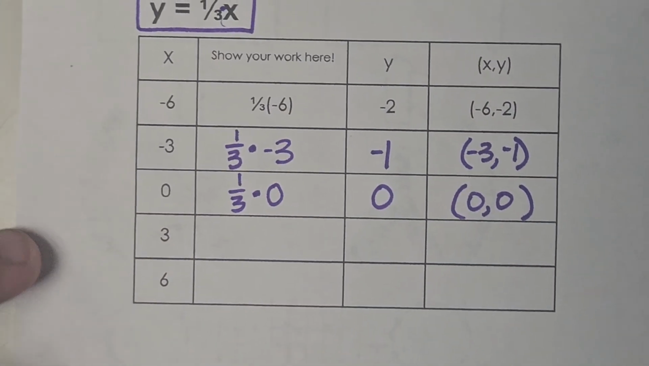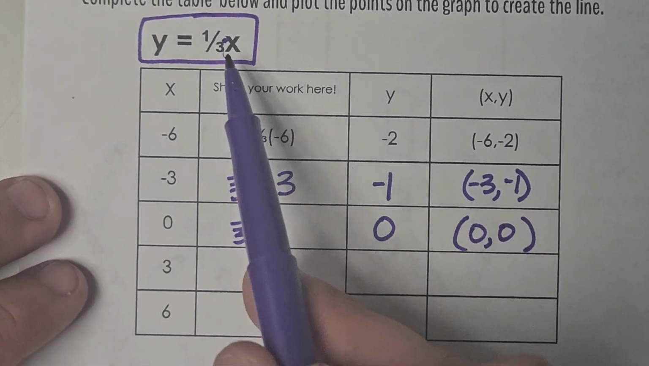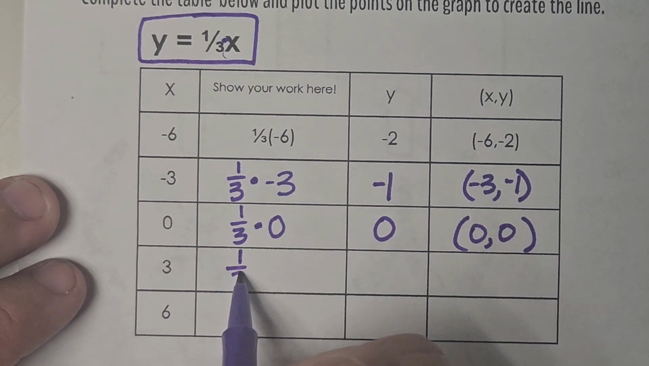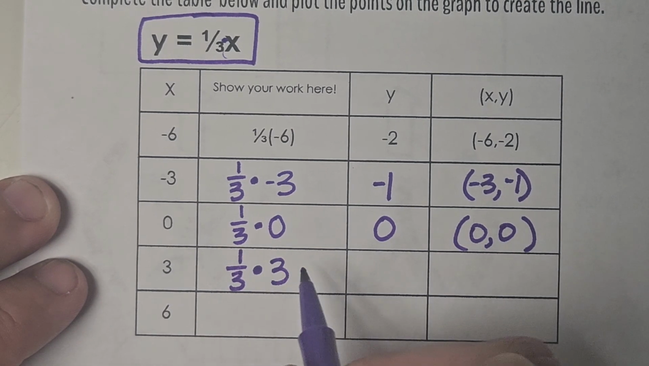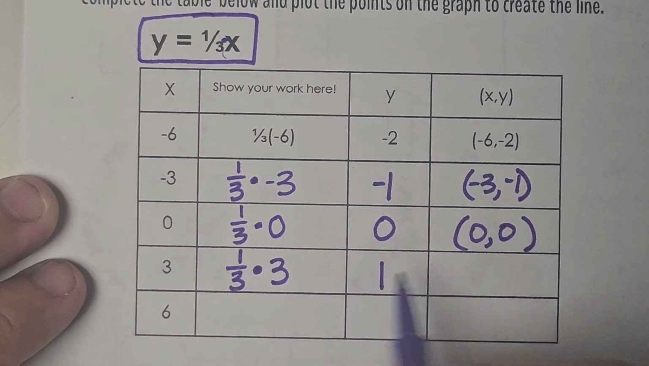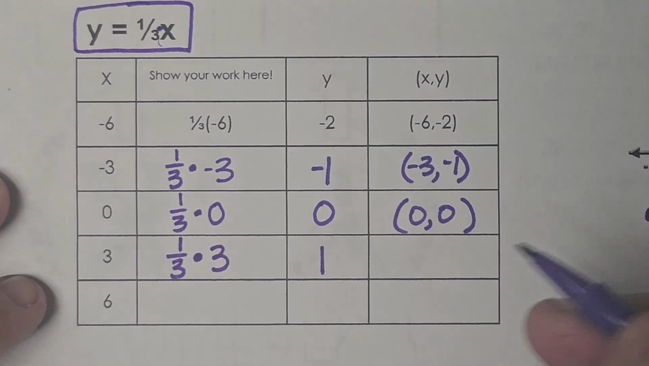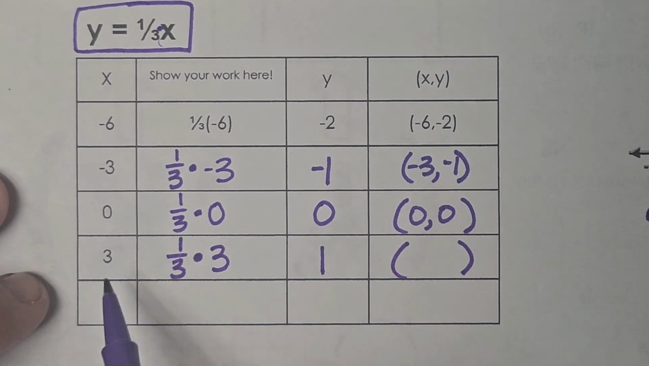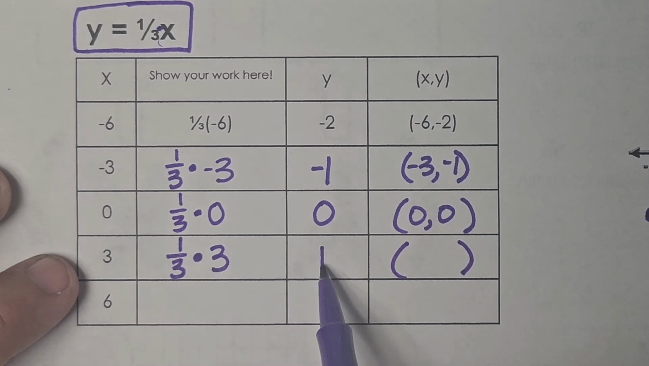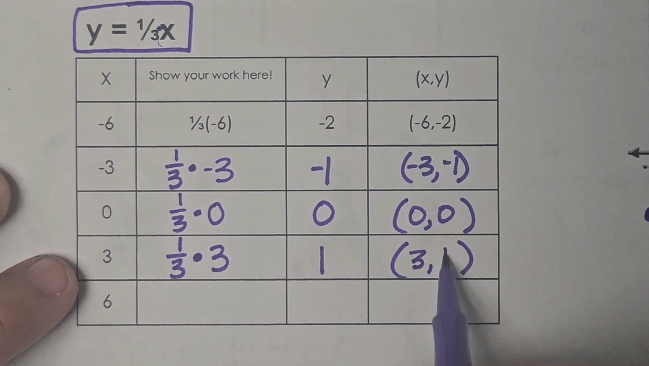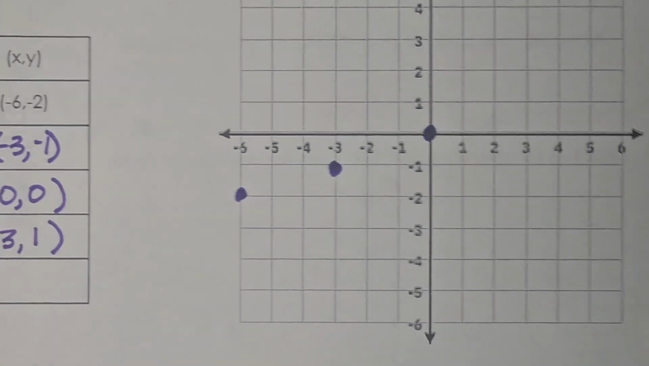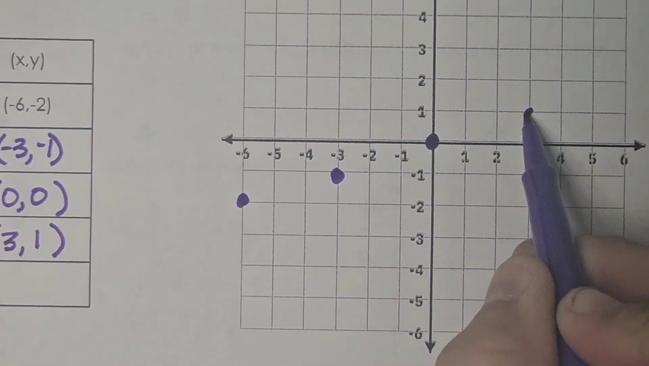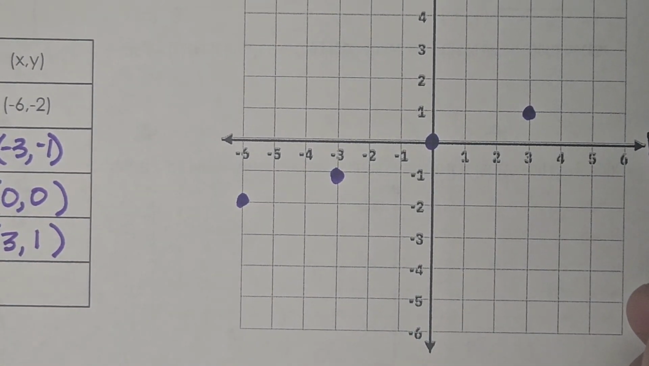All right, next one. Again, I'm going to take my equation, 1/3, and I'm going to multiply it by the number that's given to me in my x column, which is 3. So 1/3 times 3 is just a plain 1. And then I'll take 3 and 1 and make that into a coordinate point. So then I'm going to plot this coordinate point at 3, 1.